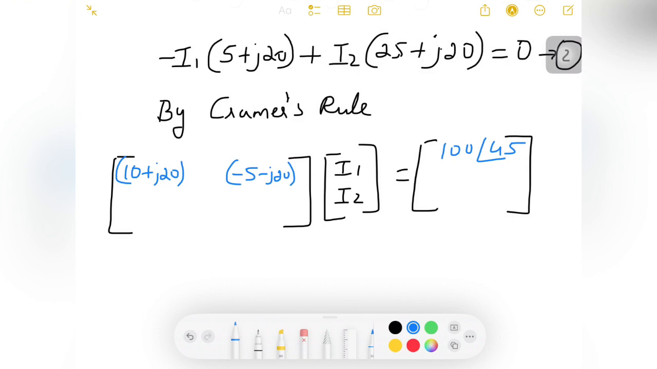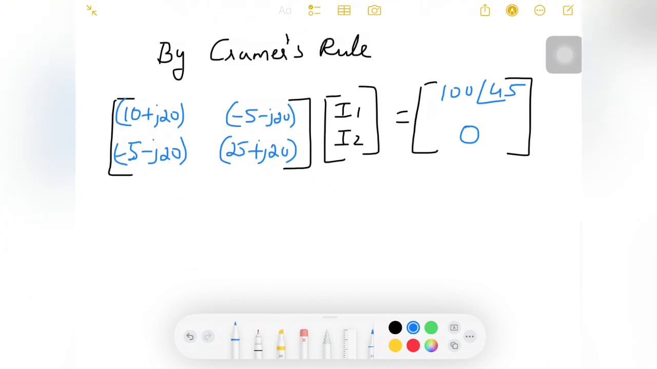Similarly, in the second equation, the I1 coefficient is minus 5 minus j 20, and the I2 coefficient is 25 plus j 20, and it is equal to 0. This is how we obtain the matrix from equations 1 and 2.